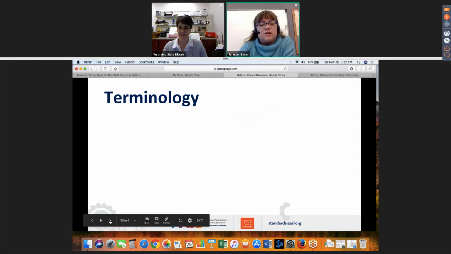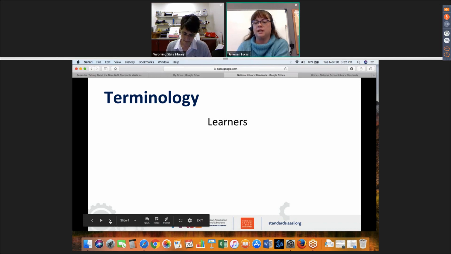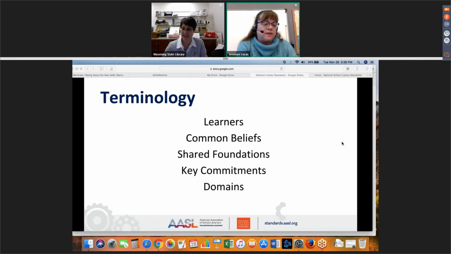Some terminology that you're going to need to know for this presentation, or for understanding the standards at all, are learners, and this word has been purposefully chosen instead of the term students to encompass all learners. So learners is what they've decided to replace the term students with, so that we're encompassing everybody as a learner and talking about our principals as the lead learners, our teachers as learners, our students as well. The common beliefs are those qualities of well-prepared learners, effective school libraries, and dynamic school librarians, and we're going to take a look at those in a moment.